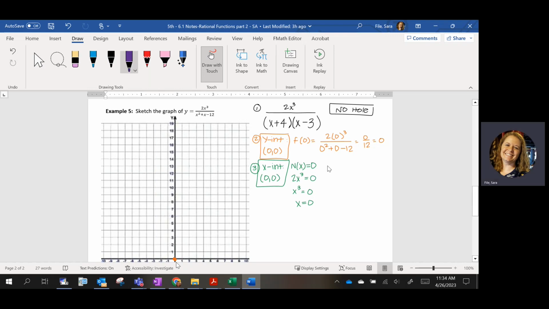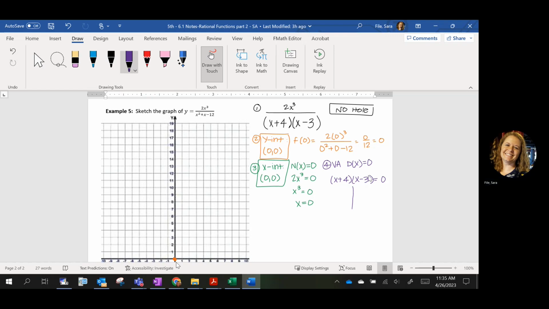All right, next up is vertical asymptotes by setting the denominator equal to 0. Now in step 1, I already factored, so I'm going to use that factored form. x plus 4 times x minus 3 equals 0. And I'm going to split and solve. I set each factor individually equal to 0, because if either one of these is 0, the whole thing is 0, right? Because 0 times anything is 0. That's the whole reason we split and solve.